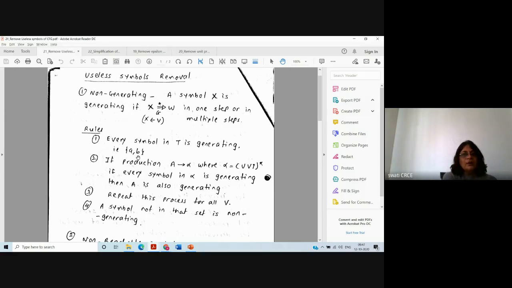Okay, so let's quickly revise this. Generating and non-generating symbols are the symbols belonging to capital V. Means in this particular step, we are going to remove the symbols from capital V.